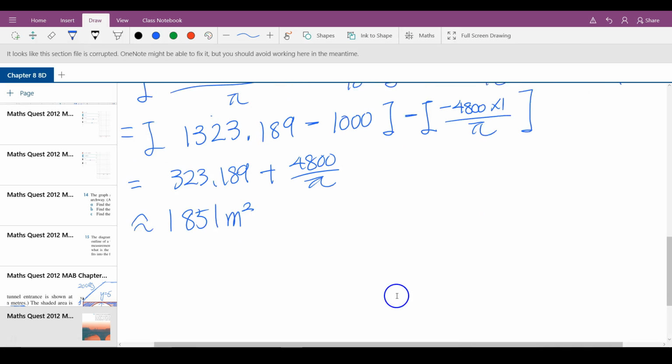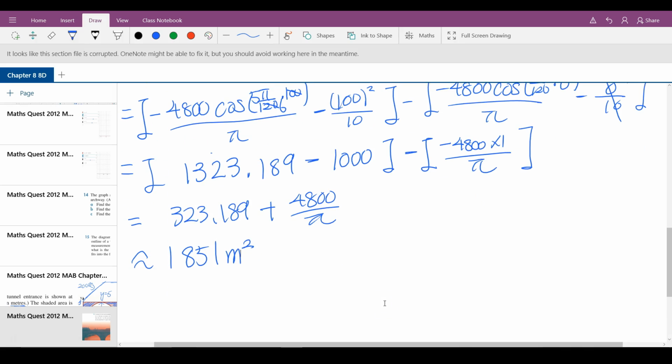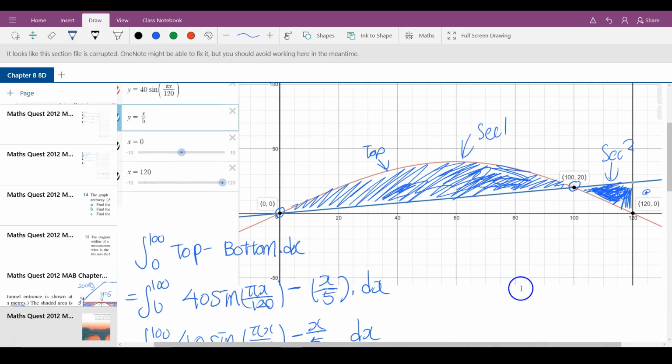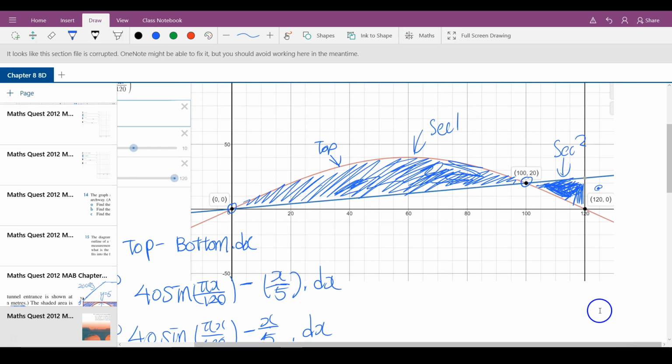All right, but that is only the first section, section 1. I haven't got section 2 yet. All right, let's go section 2. So section 2, same thing. Integrate from 100 to 120, right? And this is top minus bottom. Integrate with respect to x.